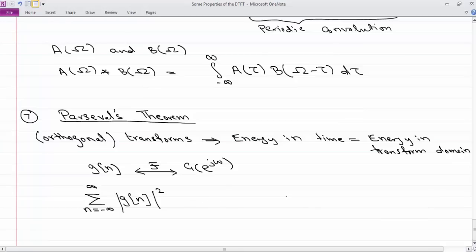And what is the definition of energy in the continuous frequency world? Since the Fourier transform is continuous but periodic, we take the Fourier transform, take its absolute value, square it, and then integrate it. But now the limits of integration only go from minus pi to pi. Also, because the unit of our frequency is radians per sample, there is a normalization factor of 1 over 2 pi. And Parseval's theorem says that the two energies are equal.